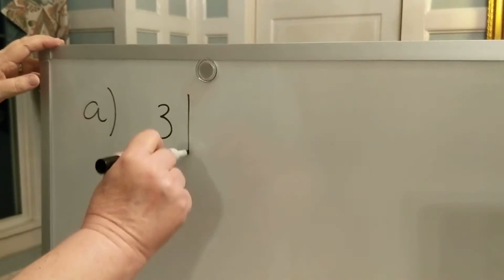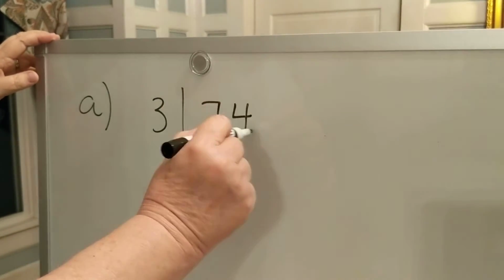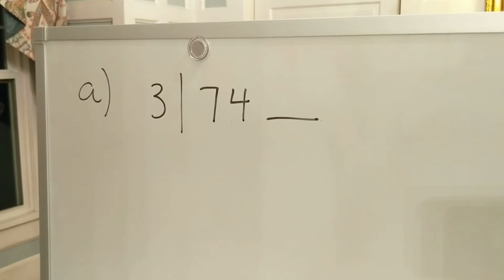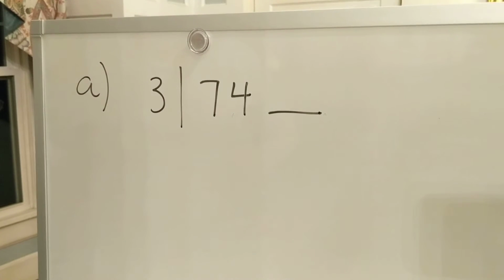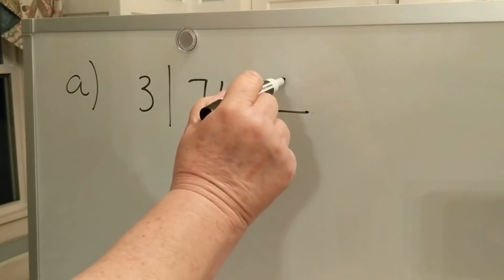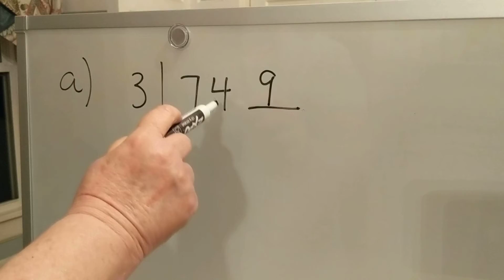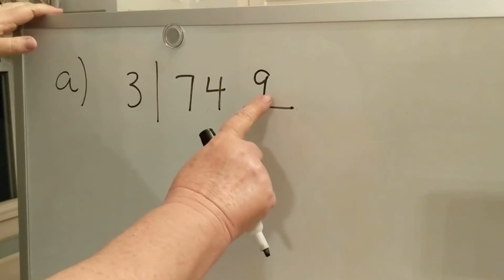Okay, for number 6, it says fill in the blank with the greatest integer that will make this true. 3 divides 74 blank. All right, well, the sum has to be a number divisible by 3. So let's start large. How about if we put a 9 here? That adds up to 7 plus 4 plus 9, that's 20. That does not work.